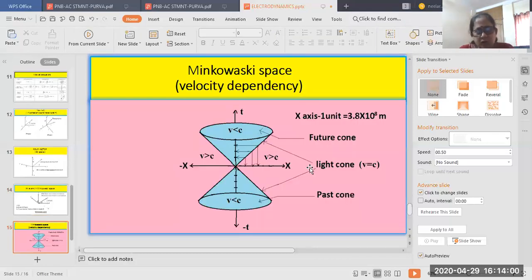So this is what I taught you in the earlier class. This is the Minkowski space velocity dependency. Just now I was talking about the negative x scale, that is this one, and the negative time scale, that is this one, and the positive x scale and positive time scale here. Now you see, if I make y and z 0, only two coordinates are required to explain the trajectory of a point. So let us take a photon as my object.